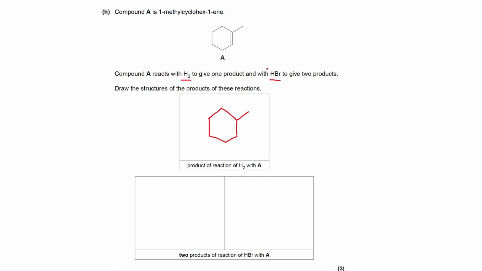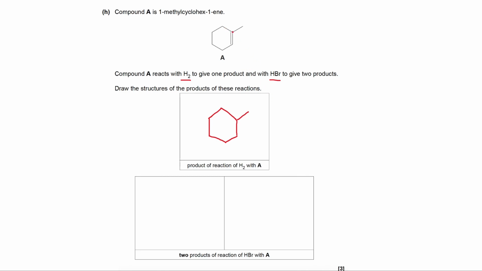Now let's have a look at the reaction with HBr. So HBr is a hydrogen halide. We know that if we've got a symmetrical alkene, it doesn't matter which way around the H and the Br bond to the carbons in the double bond. But over here we don't have a symmetrical alkene. Because of this methyl group, this molecule is not symmetrical, and therefore we are going to get two products forming. So you've got two options here.